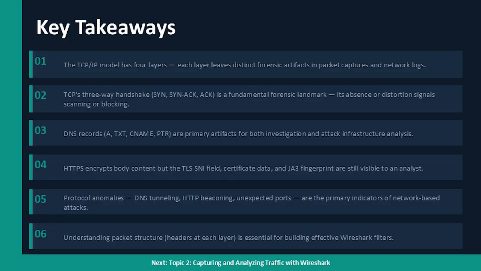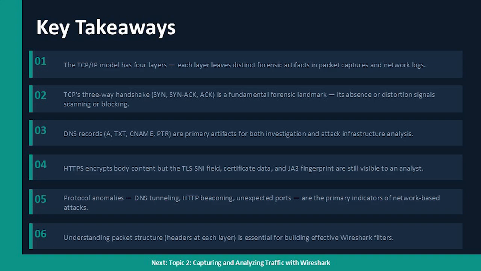So takeaways, like I said, the TCP/IP model has 4 layers versus the OSI model has 7. They're both comparable. It's just 2 different ways of representing the network lifecycle. TCP has that 3-way handshake of SYN, SYN-ACK, and ACK. It's a fundamental forensic landmark. Any changes in that could be an indication of something going on.